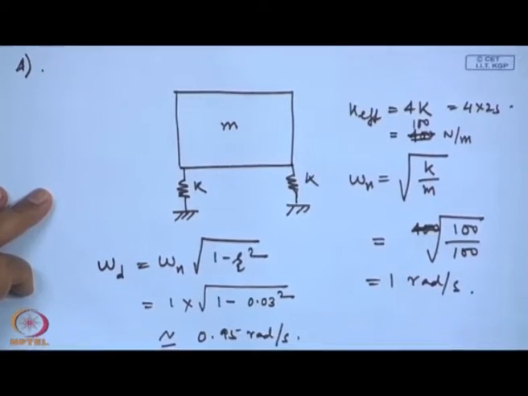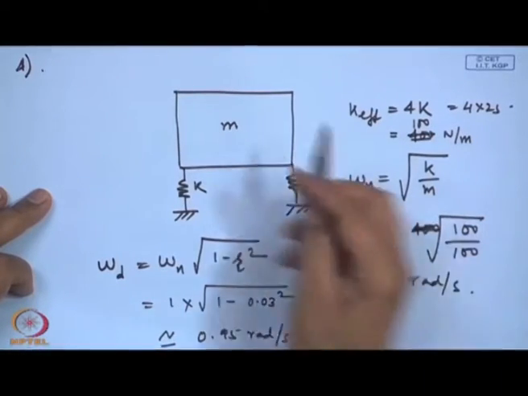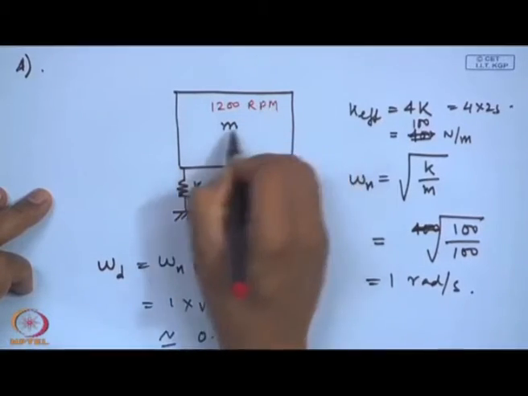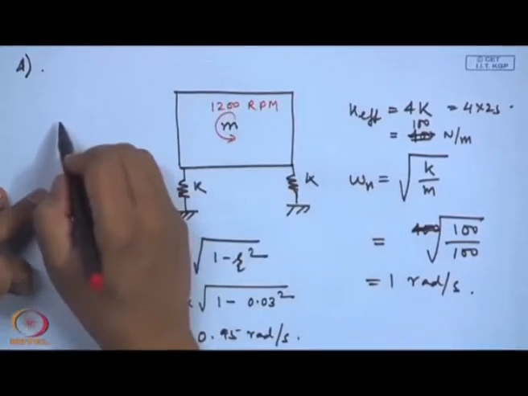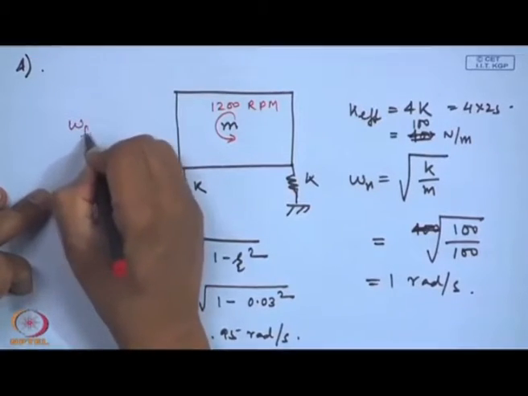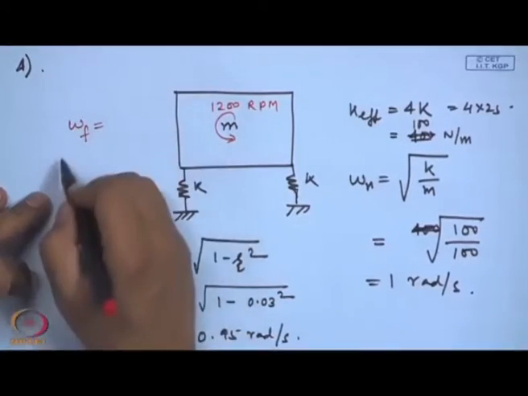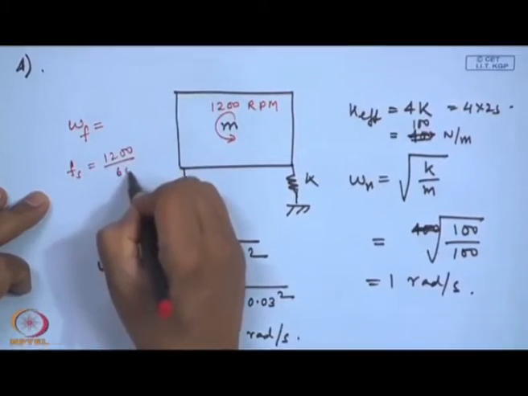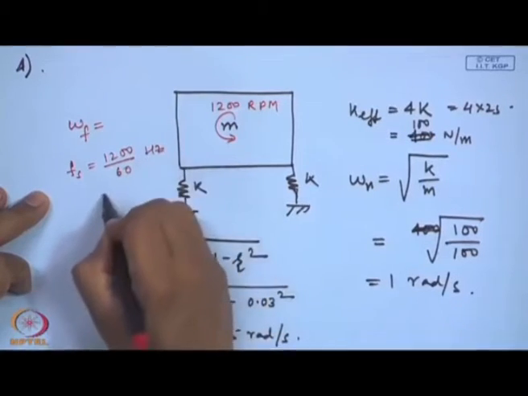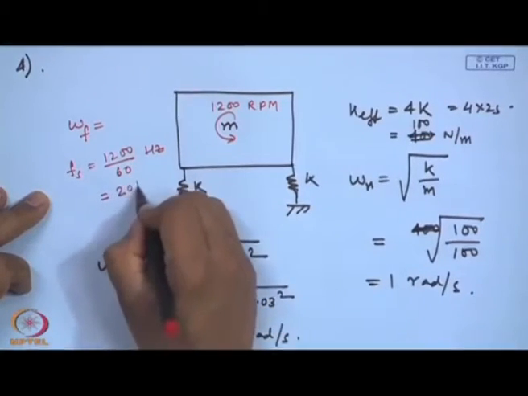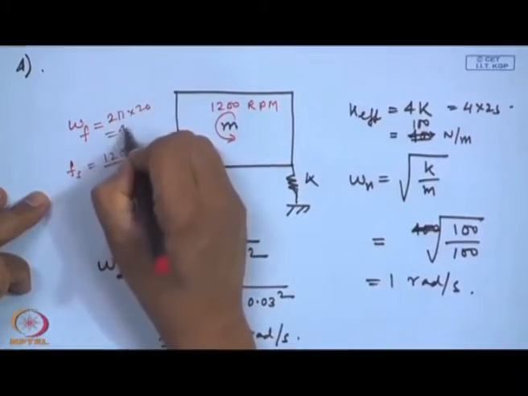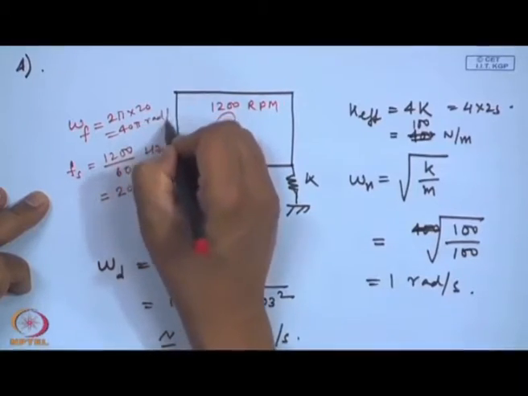Now, many times, of course, this machine was running at 1200 rpm. So, if this machine is running at 1200 rpm, the forcing frequency omega forcing is nothing but 1200 by 60 hertz, 20 hertz, and omega is 2 pi into 20, this is 40 pi radians per second.